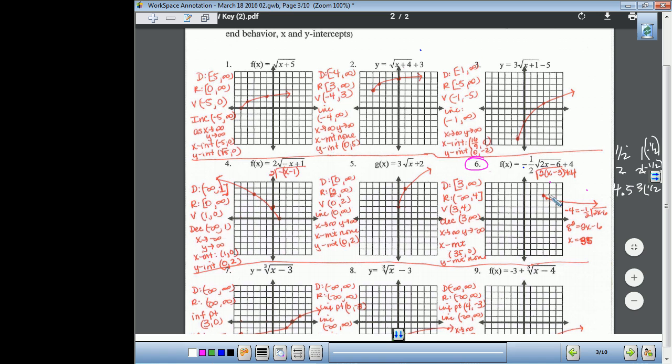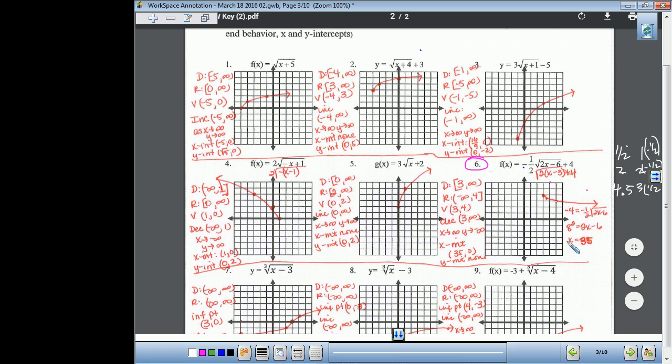So if I went right a half, I go down a half. If I went right 2, I go down 1. If I went right 4.5, I would go down 1.5. Okay, that makes sense. Okay? Thank you. You're welcome.